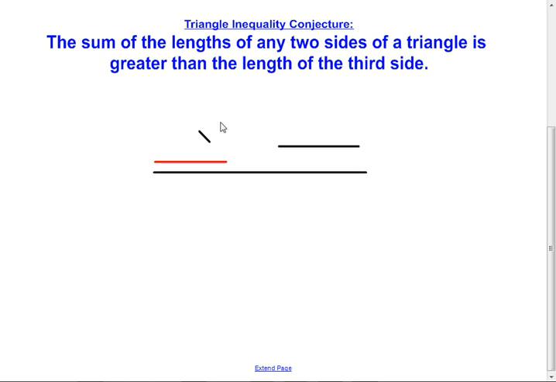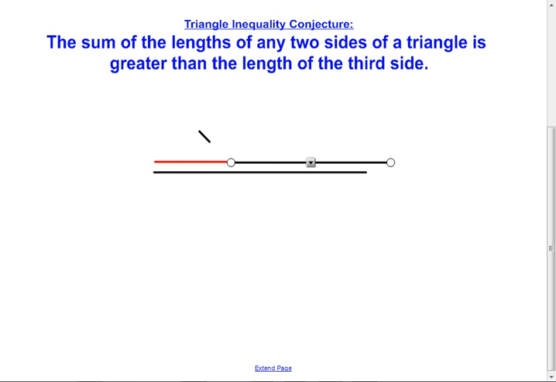This one is not long enough, is it? What's got to be true about that side? What's got to be true about the 2 sides? I still don't have a triangle. This has to be bigger.